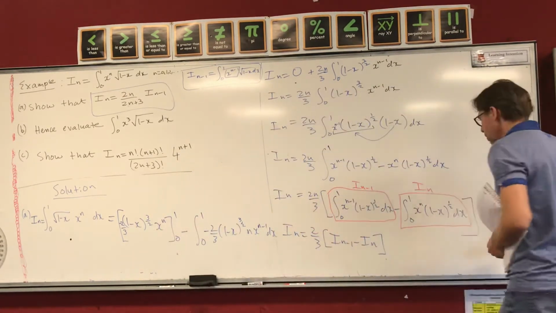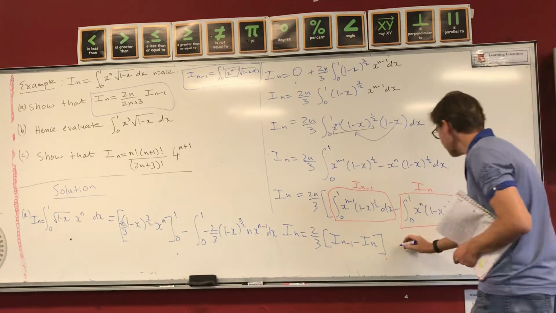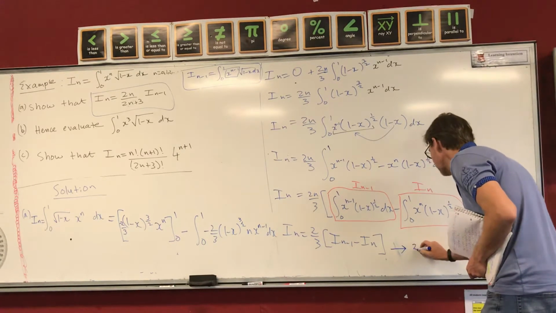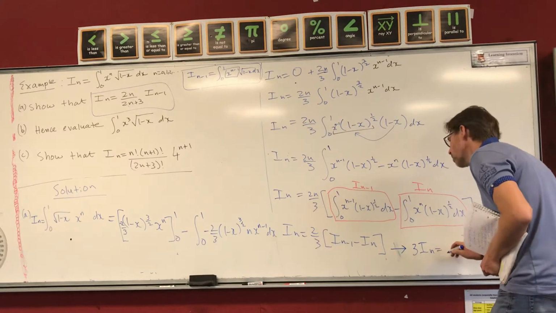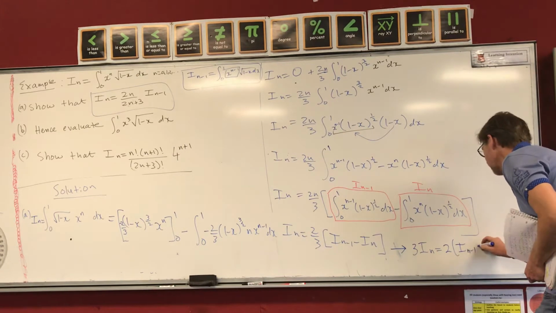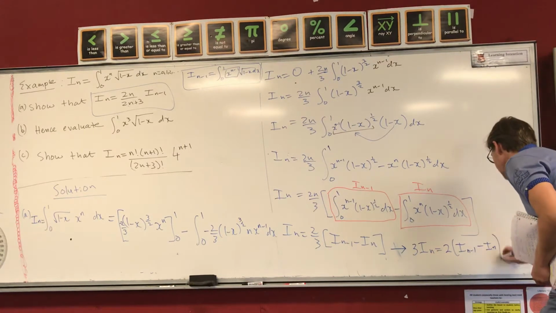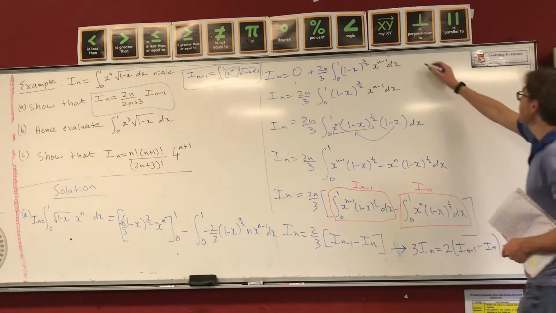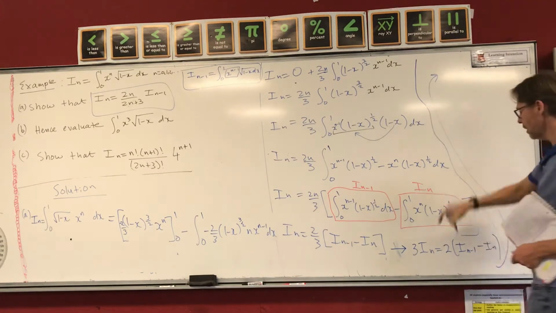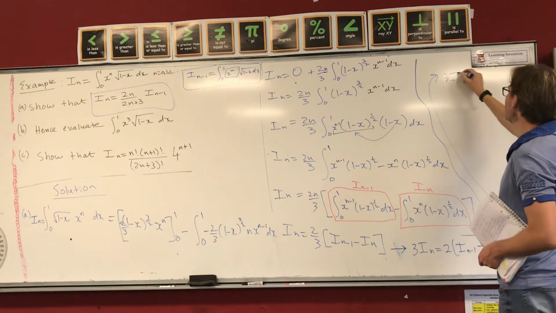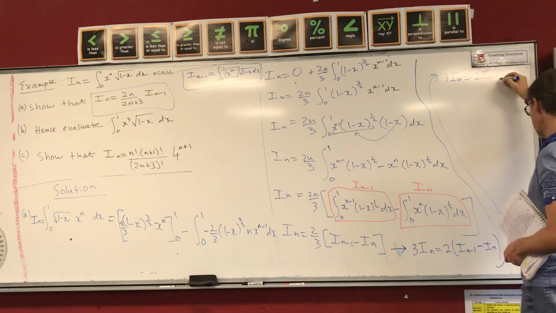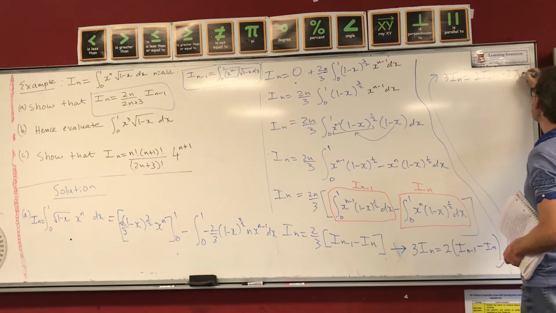Now if I multiply both sides by 3, what's that going to give me? I'm going to get 3I n equals 2 brackets I n minus 1 minus I n. Okay, now let me just draw a little border here, and this will come up to here now. So what does that give me? 3I n equals 2I n minus 1 minus 2I n.